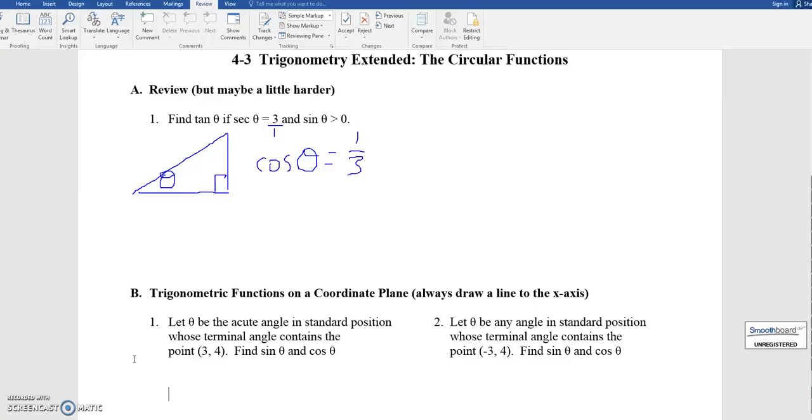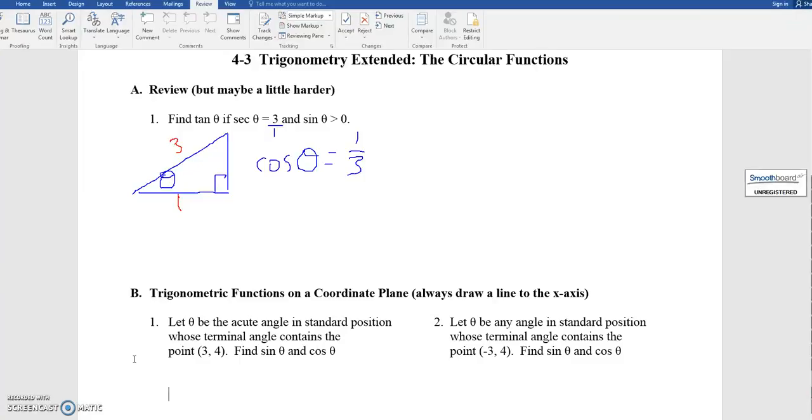So if I mark that in, let me change colors here a second. From theta, cosine of theta is adjacent over hypotenuse. So the adjacent side would have to be 1, and the hypotenuse is 3. Great. Now, how do I use that?